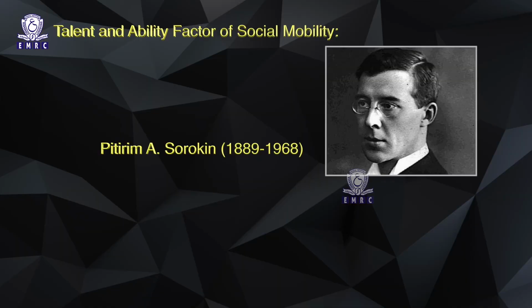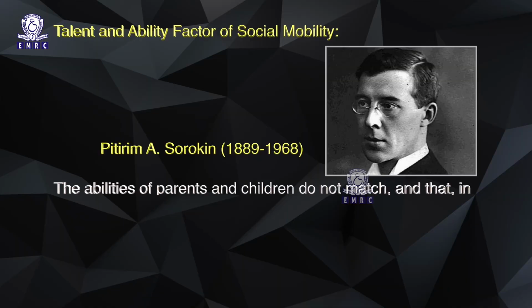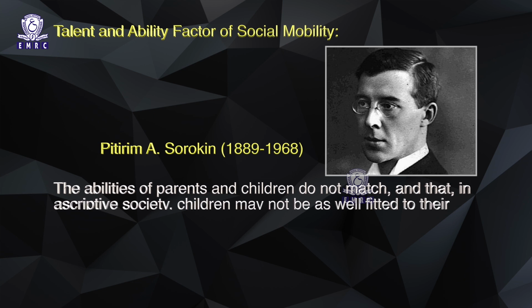The second factor is talent and ability. Different people have considered talent and ability as qualities that contribute to social mobility in different ways. Sorokin points out that in most cases, the abilities of parents and children do not match, and that in ascriptive society, children may not be as well fitted to their inherited status position as their parents.